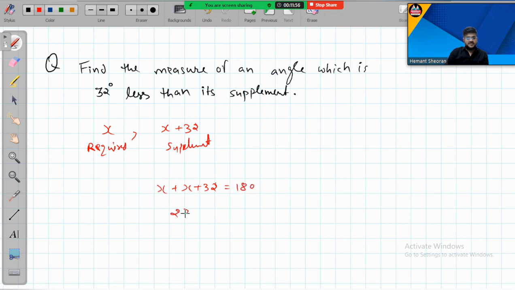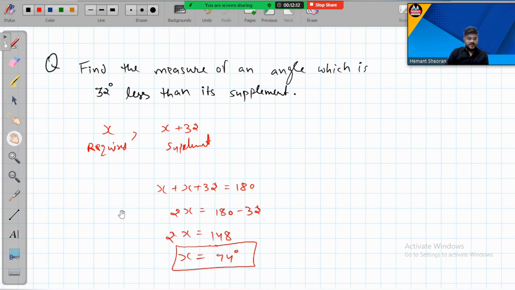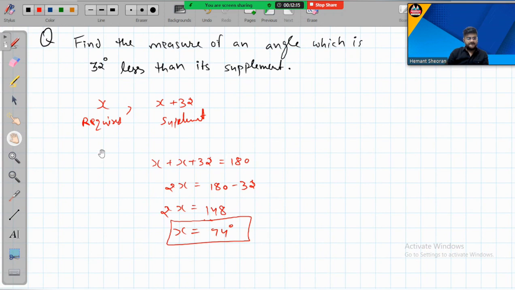Then 2x is equal to how much? 180 minus 32. That will give you what? 148, I think. 148. And x will come out to be 74. So this is the required angle. Get it? Any confusion on it?